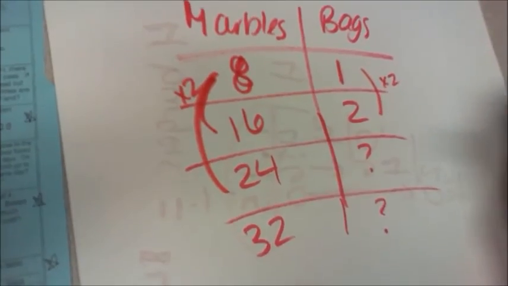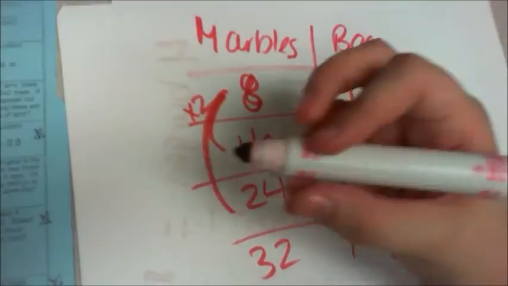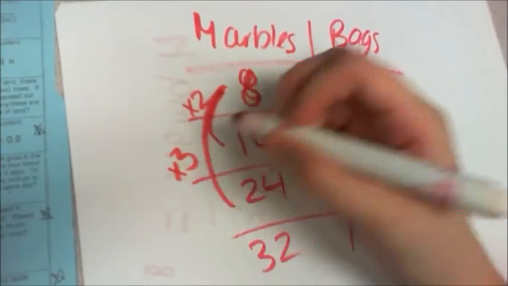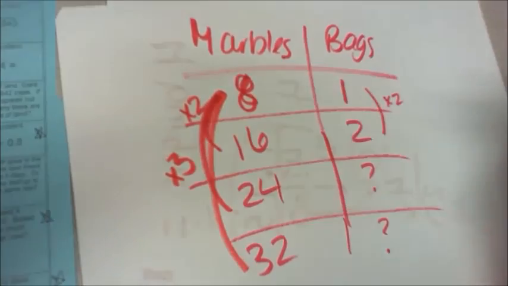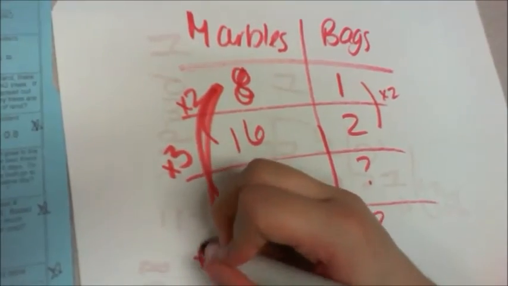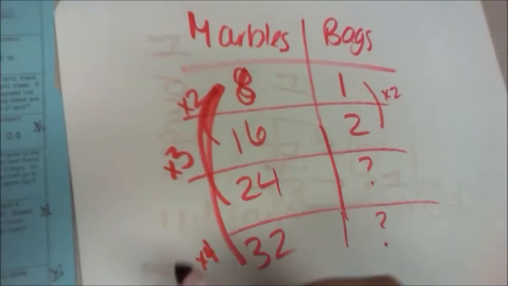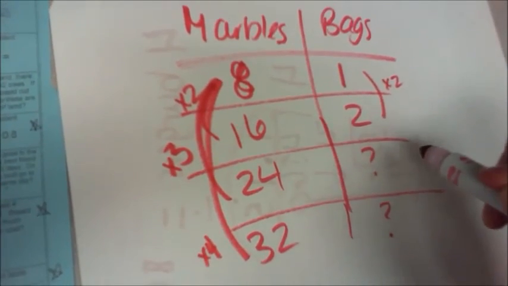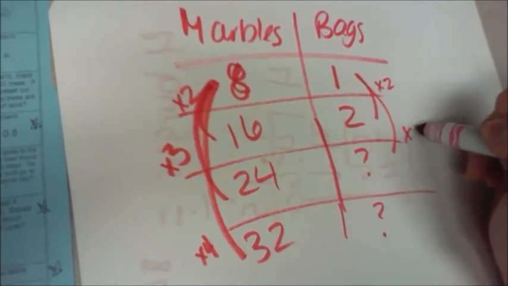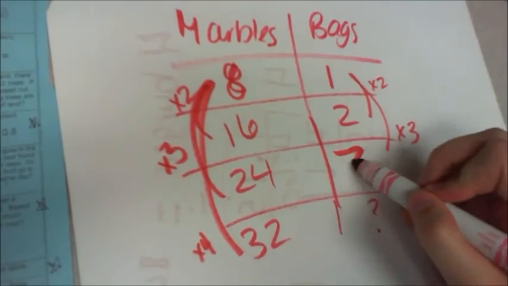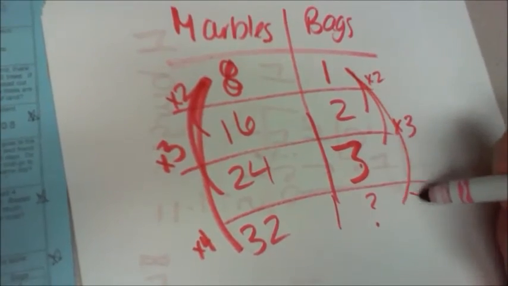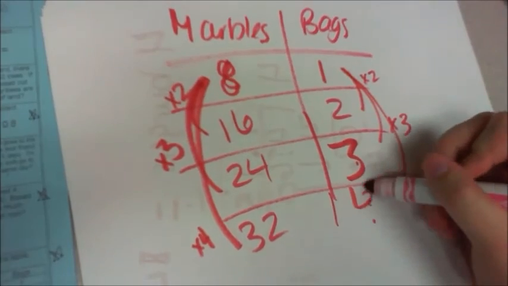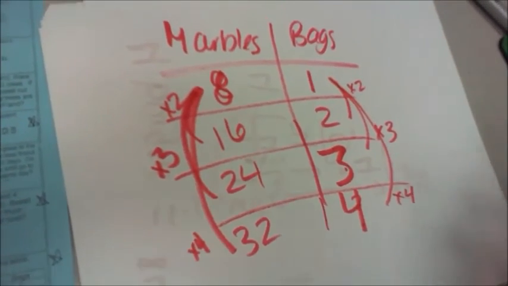So how do I go from 8 to 24? I multiply by 3. How do I go from 8 to 32? I multiply by 4. Whatever I do to this side, I do to the other side. 1 times 3 is 3. 1 times 4 is 4.